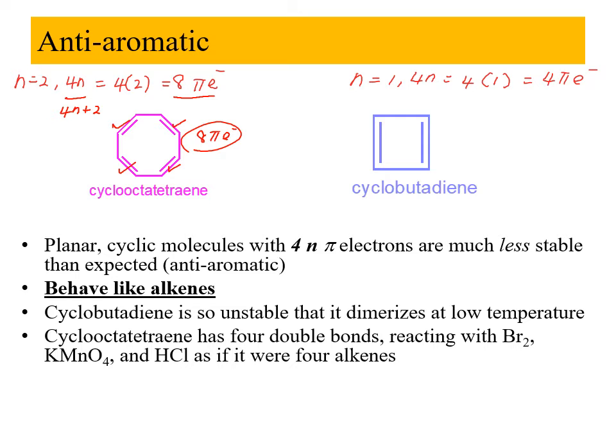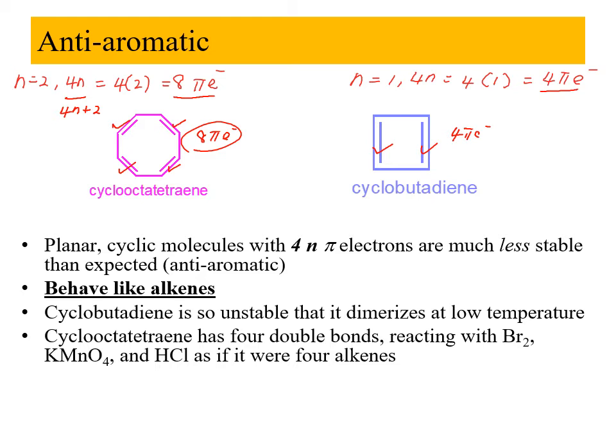Second example, cyclobutadiene. It is planar, cyclic, and conjugated, but it does not follow Huckel's rule. It has 2 double bonds here, and it has 4 pi electrons. So we can have n equals 1 and substitute into 4n, and we can get 4 pi electrons. So cyclobutadiene is also anti-aromatic.